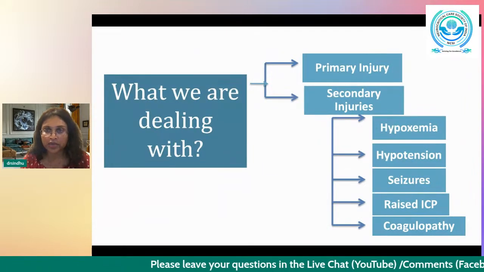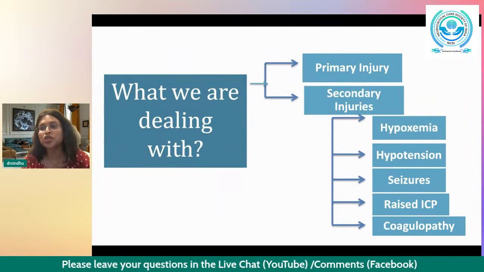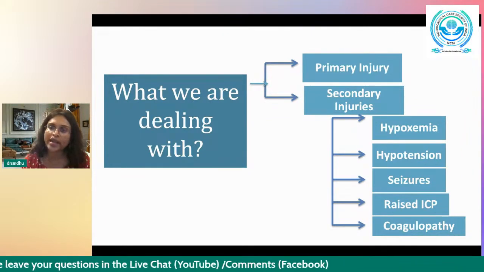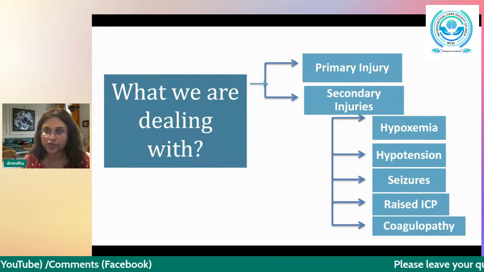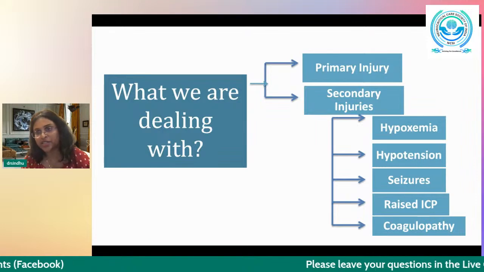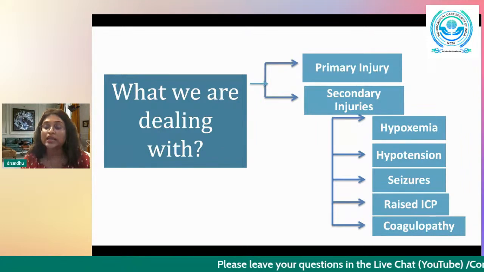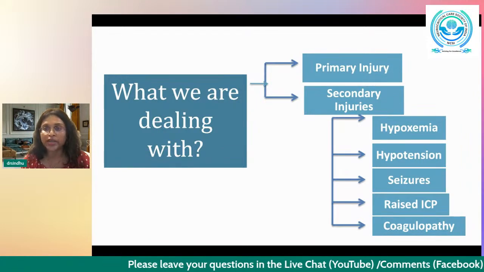So what are we dealing with? It is mainly the primary injury. The primary injury, we cannot do anything about it because it has already happened at the site of the injury. It is mainly because of the crushing and shearing forces which cause the EDH, SDH, or skull fractures. The secondary injuries are the ones which we can try to do something about.